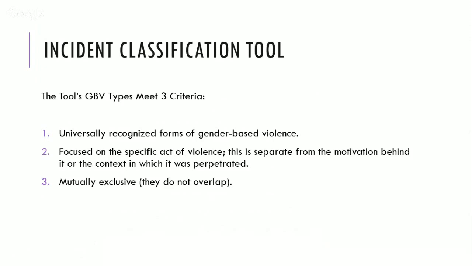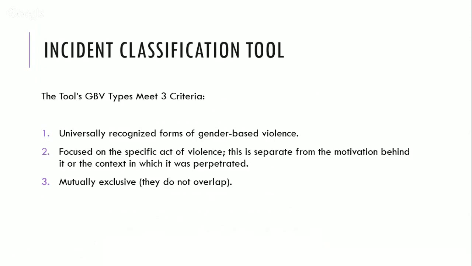Next, we wanted to focus on the specific act of violence, separate from the motivation behind it or the context in which it was perpetrated. For example, when we're looking at the specific act of violence, we want to know what actually occurred. We don't want to know that it was domestic violence, for example. Domestic violence tells us about the perpetrator or the context, but it doesn't tell us actually what happened to that person. Domestic violence can be interpreted as sexual assault, rape, verbal abuse, emotional abuse. It doesn't really tell us actually what happened, which is really important for the type of services that we provide.